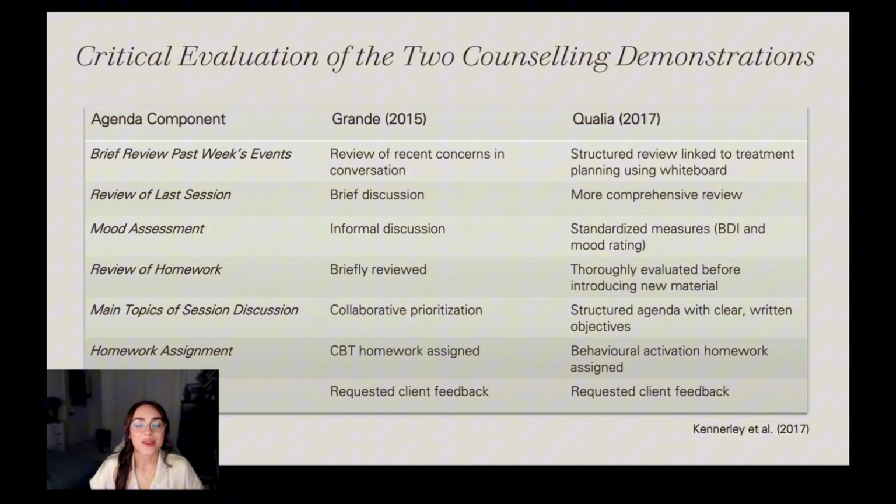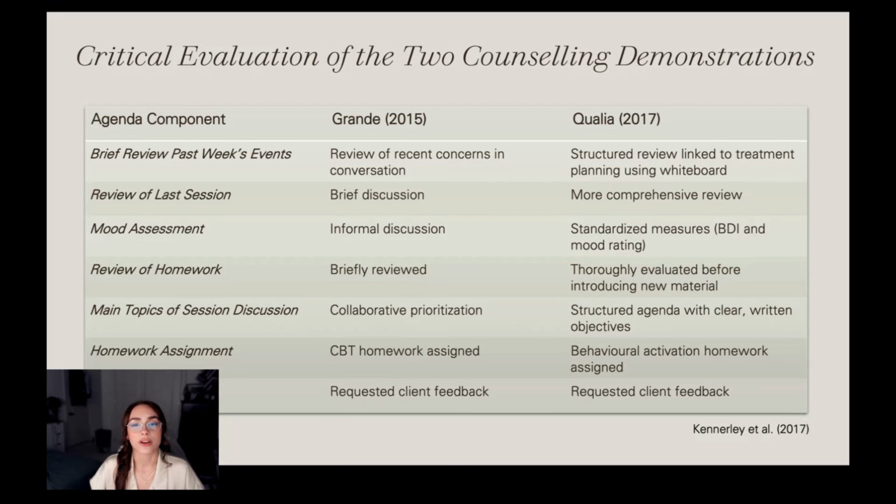In comparison, the Qualia counselor followed a more structured sequence early in the session. The counselor reviewed the client's functioning since the previous session, completed a mood assessment using both a subjective mood rating and the BDI, and also asked the client to rate their current mood on a 1 to 10 scale, with the client reporting a 6 today and approximately a 5 throughout the previous week. Qualia also wrote the agreed upon agenda on a whiteboard, which made the session structure explicit and allowed both counselor and client to refer back to the agenda throughout the discussion.